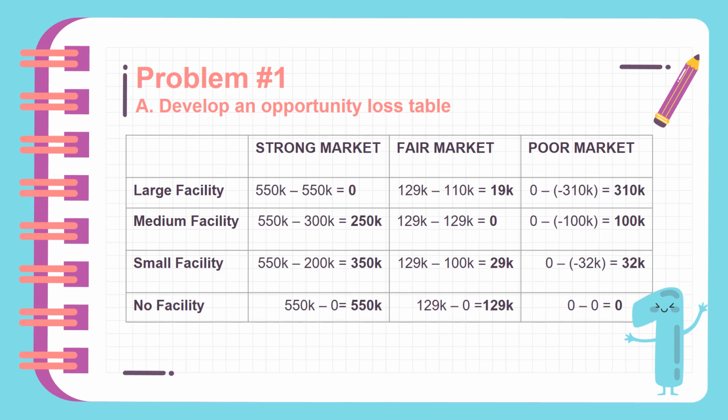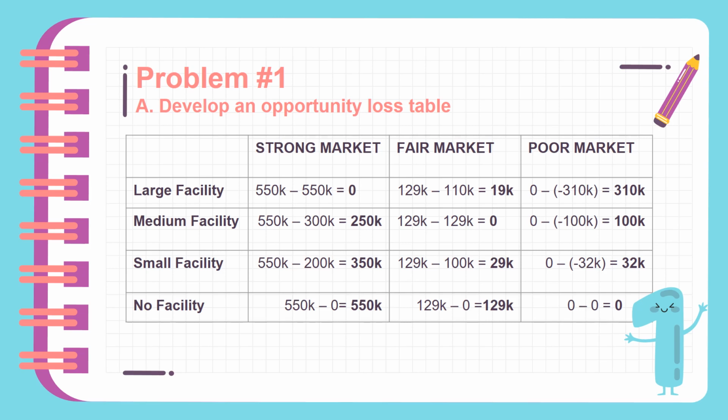And then under the fair market, for the large facility, 129,000 less 110,000 equals 19,000. And then the medium facility, 129,000 less 129,000 equals zero. Small facility, 129,000 less 100,000 equals 29,000. And no facility, 129,000 less zero equals 129,000.